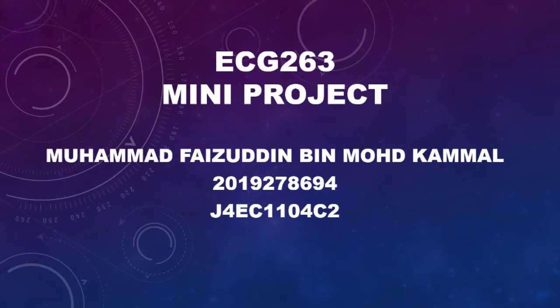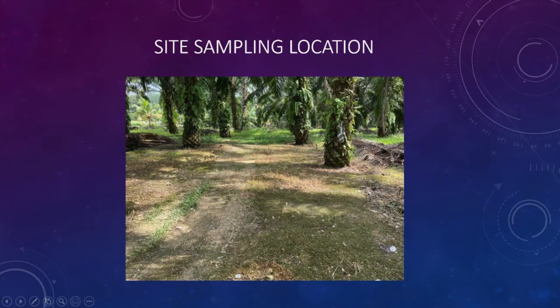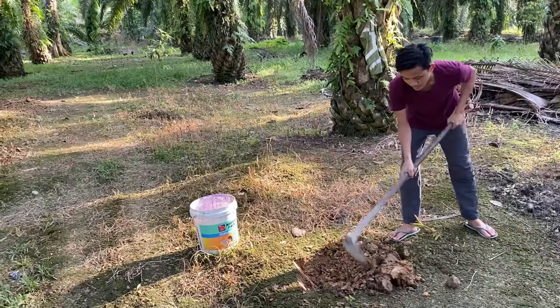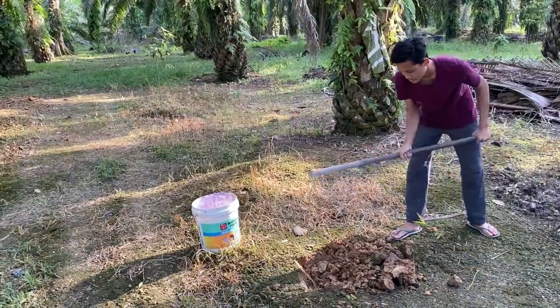I'm from J4 EC1104C2. In this video, I want to present about the mini project of ECG263. Here, students are required to conduct 5 tests, which are water content determination, particle density, particle size, grading and texture, field density, and lastly permeability. This is my site sampling location. First of all, we take the soil from the location.